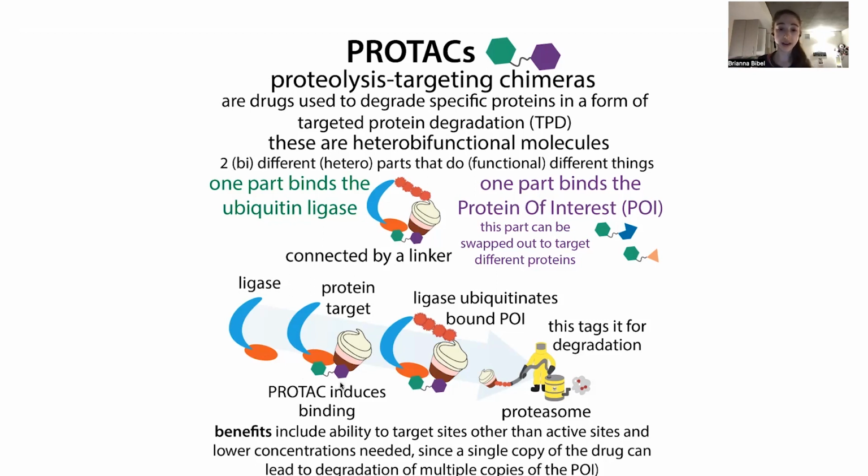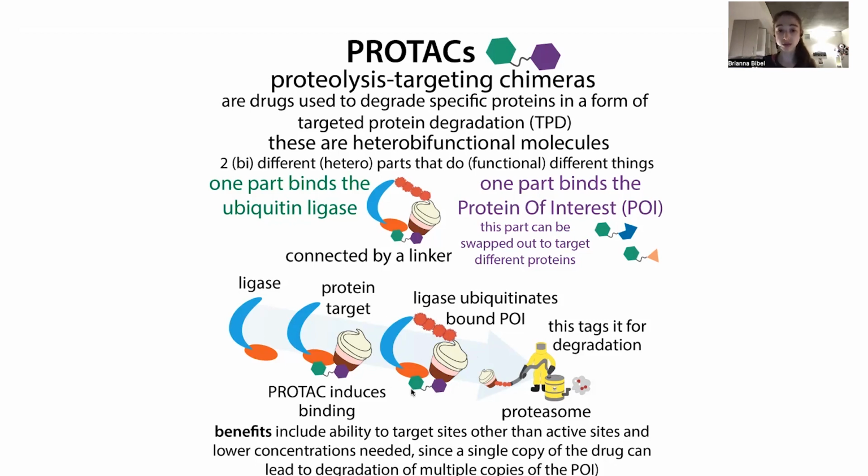But it is definitely an area that is of high interest and promise, both in the lab setting where it's a little easier if you don't have to worry about getting into bodies and stuff, but also in the clinic for targeting basically anything. One of the benefits is that it's able to target sites on a protein other than the active site, so other than the sites where the things are actually happening. And you need lower concentrations, since a single copy of this can induce the degradation of multiple proteins, because the protein is getting degraded, but not this actual drug.